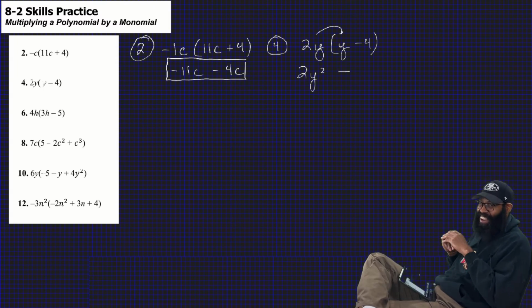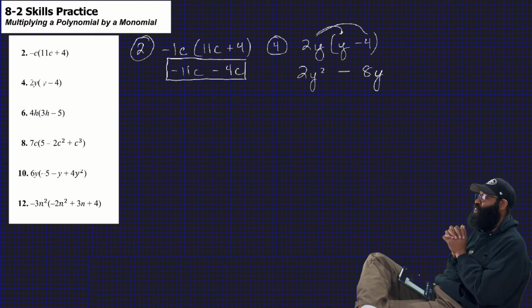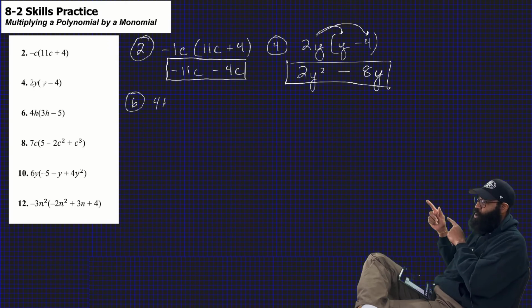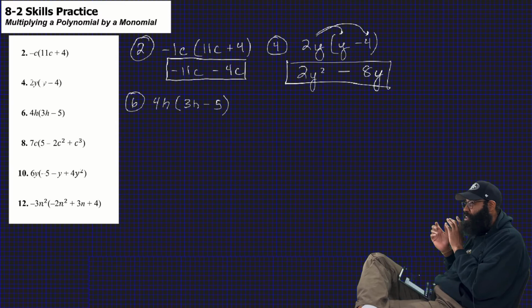I ain't gonna say that now. He gonna fall. All right, so number 4, I didn't make the mistake there. 2y times y is not 2y. It's 2y squared, as you can see. So for number 2, moving quick, I forgot to put the exponent of c squared.